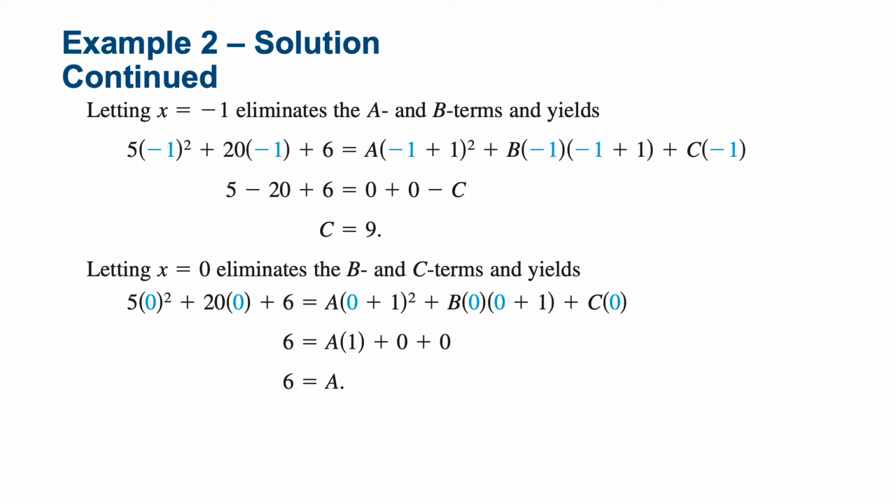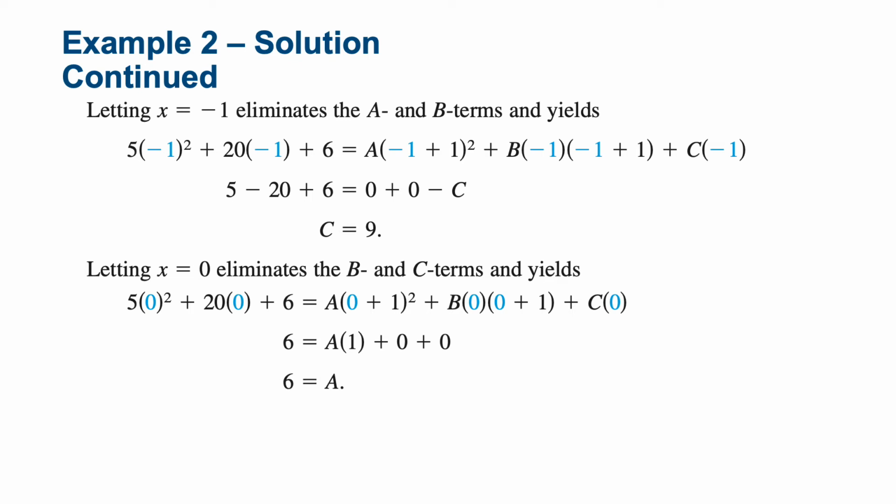We could let x equal -1 and find C that way. If we let x equal -1, you can do this to practice, but you would get C is equal to 9, because that cancels out the A terms and the B terms. Why? Because -1 plus 1 is 0, and -1 plus 1 is also 0. And so you would just get negative C, and on the other side you would get 9. So I get C is equal to 9.